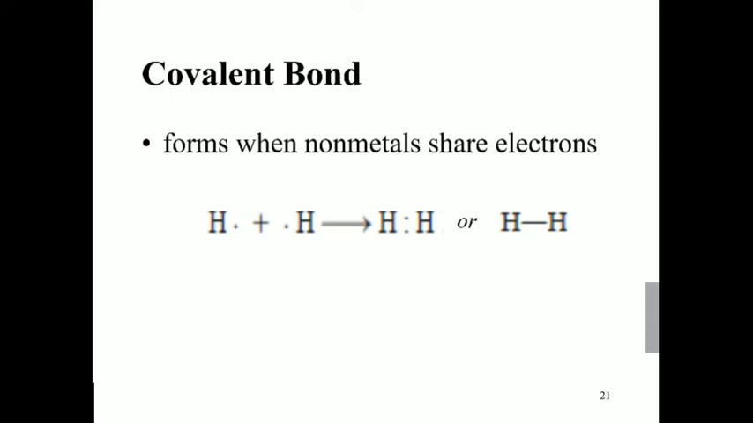This shared pair of electrons can be represented by a dash or a line between the 2 atoms. So that one line means there is 1 shared pair of electrons. So that bond is a covalent bond.